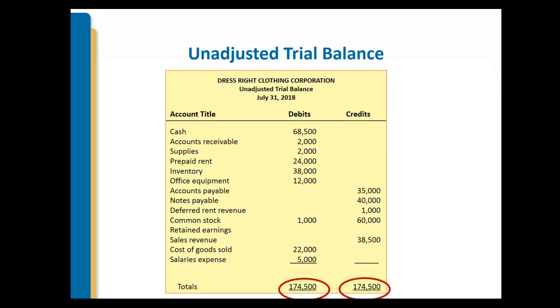So as you're going to see right here, this slide shows you the unadjusted trial balance. You can see the date, July 31st, 2018, for the Dress Right Clothing Corp. See that the retained earnings has a debit balance of $1,000. Now this reflects the payment of the cash dividend to the shareholders.